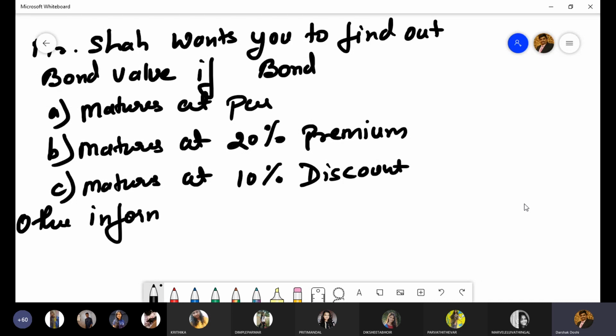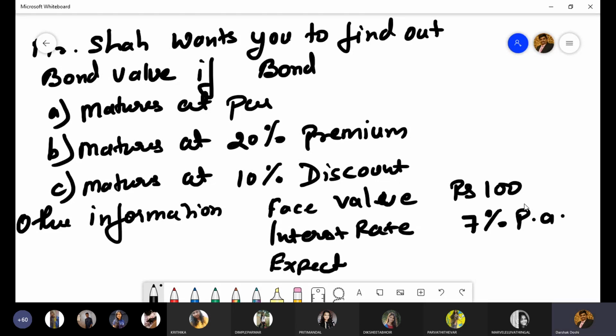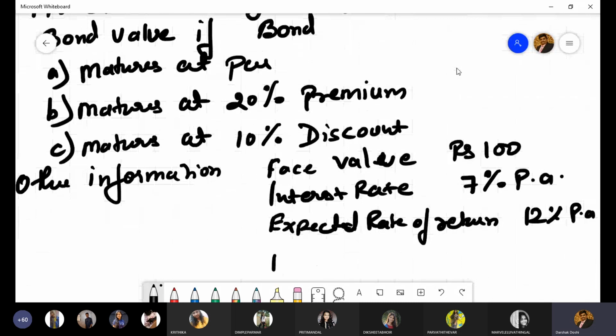Other information: face value ₹100, interest rate 7% per annum, expected rate of return 12% per annum, and period 5 years.